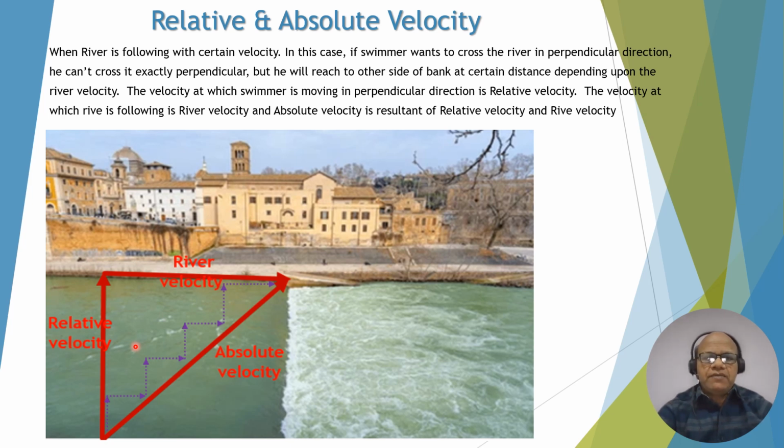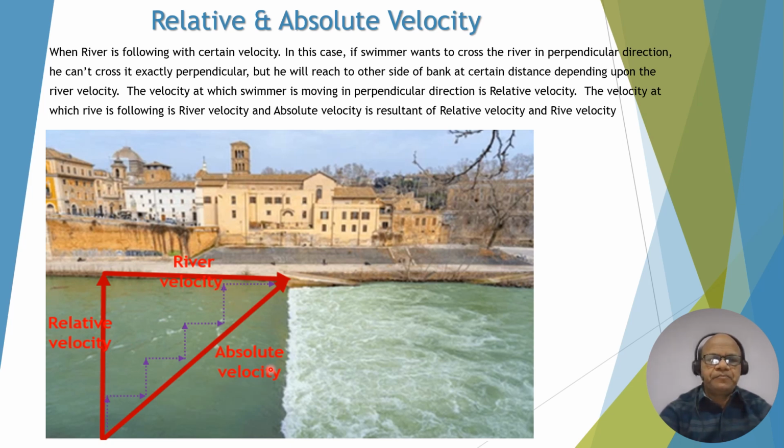If a swimmer has a velocity in the perpendicular direction from one end to another, this is the relative velocity, and this is the velocity of the river. That means this is the velocity of the swimmer's body. So this will be the absolute velocity, because the vectorial summation of this plus this will become this. So in vector terms, you can say absolute velocity is equal to relative velocity plus river velocity in this particular case.